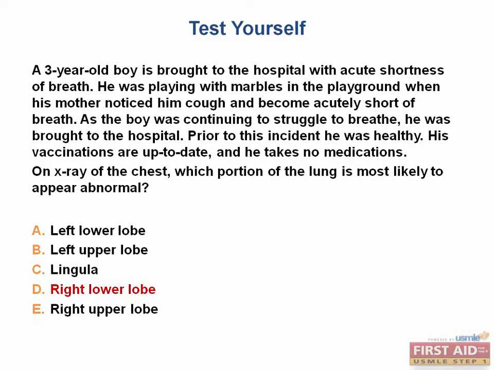The answer is right lower lobe. Acute shortness of breath in young, healthy children is most often due to aspiration of small objects. The right main bronchus is more vertical and wider than the left, and aspirated particles are more likely to lodge at the junction of the right inferior and right middle bronchi. If the object aspirated is radiopaque, like a quarter, which is very commonly aspirated, then you'd be able to see it on a chest x-ray.